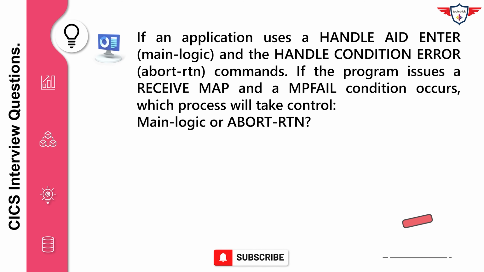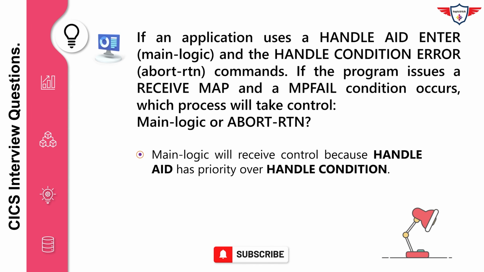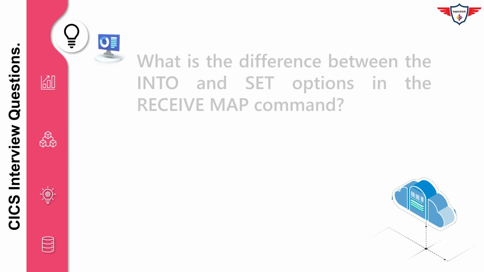If an application uses a HANDLE AID ENTER MAIN-LOGIC and the HANDLE CONDITION ERROR ABORT-RTN commands, if the program issues a RECEIVE MAP and a MAPFAIL condition occurs, which process will take control? MAIN-LOGIC or ABORT-RTN? MAIN-LOGIC will receive control because HANDLE AID has priority over HANDLE CONDITION.